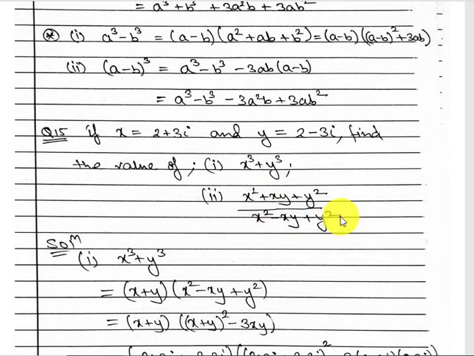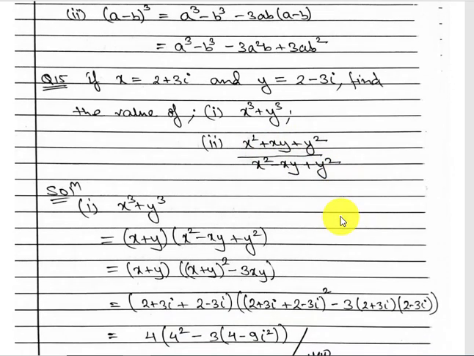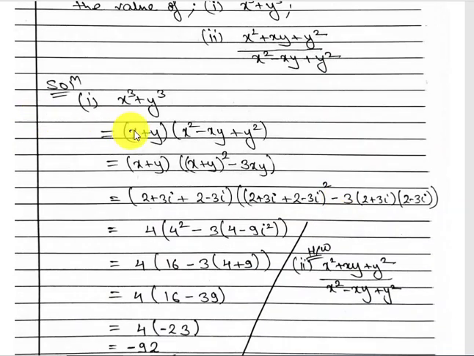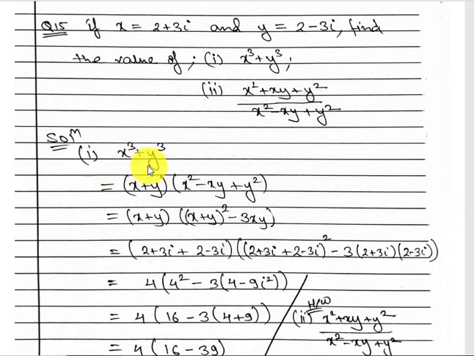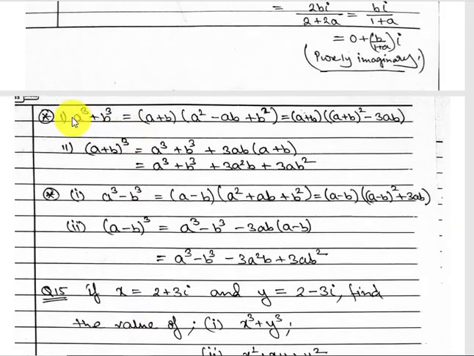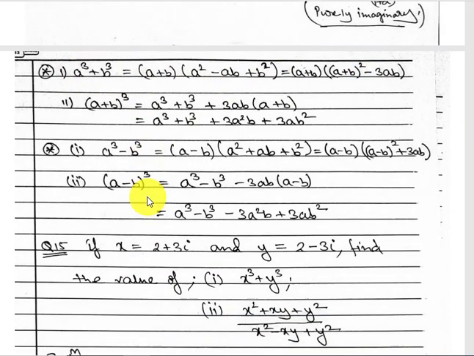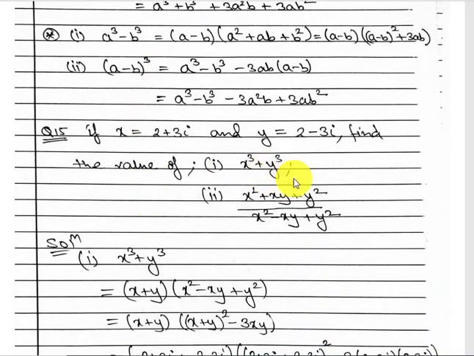Okay, so let us see the first one, x cube plus y cube. Come to this formula, a cube plus b cube. I can use this formula to simplify this, to get the answer.